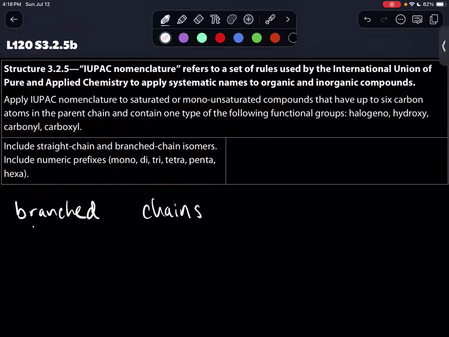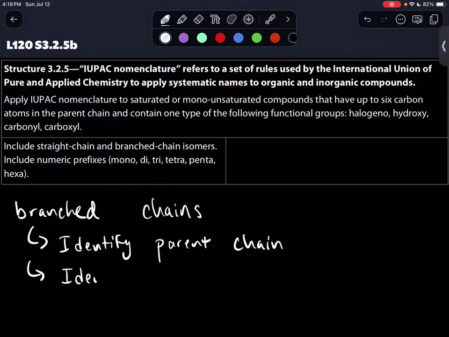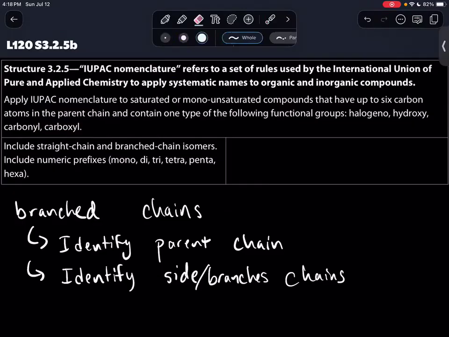Starting with the first, which is what we do for all of them, we have to identify the parent chain. That will still be the longest continuous chain of carbons, usually. On top of that, we need to identify side chains or branch chains. Those side chains or branch chains are going to be what gives this branch chain its name.